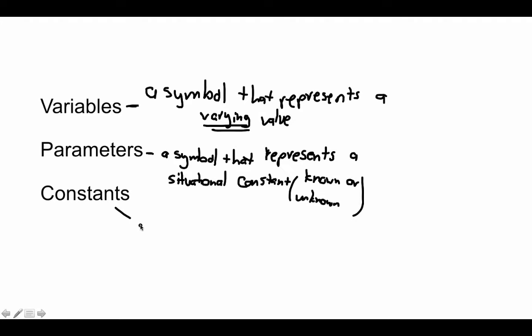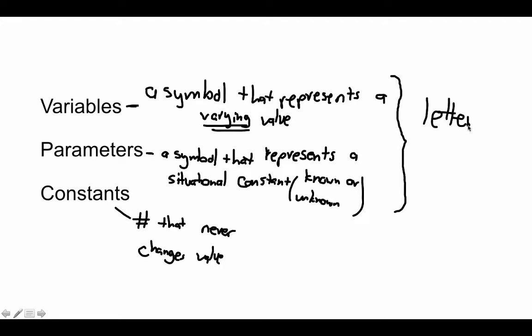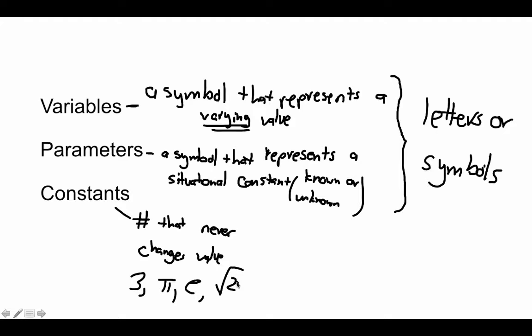And then a constant is a number that doesn't change. A number that never changes value. And so I want to give a more clear understanding of what the difference is between variables and parameters. If you notice, both variables and parameters are letters or symbols, right? Constants are 3 or pi, or e, or square root of 2. So what's the difference between a variable and a parameter?